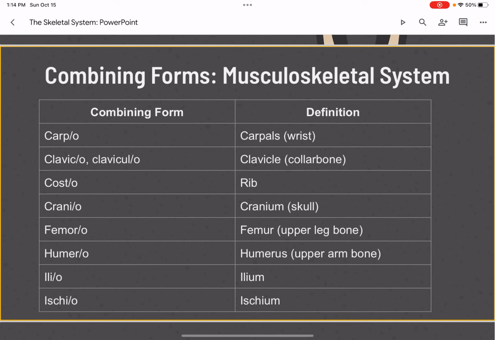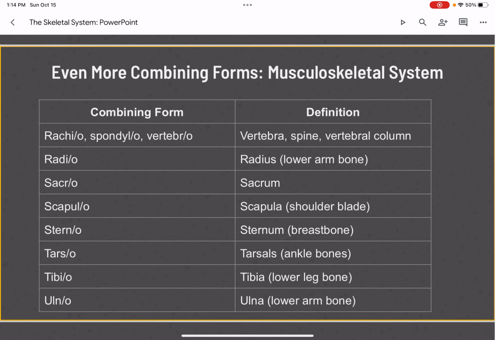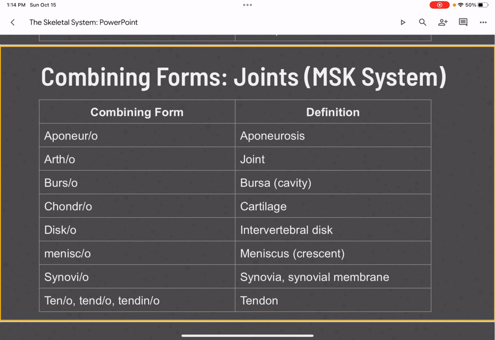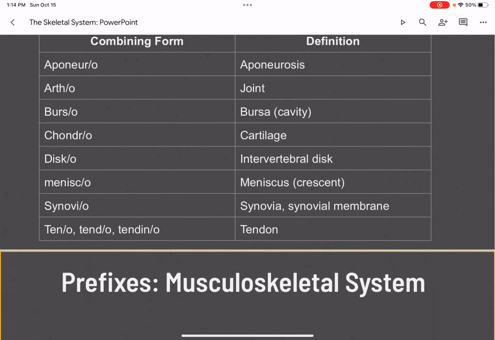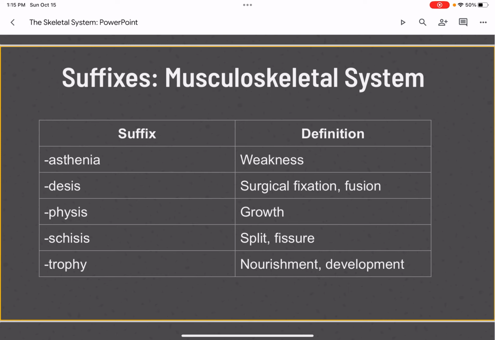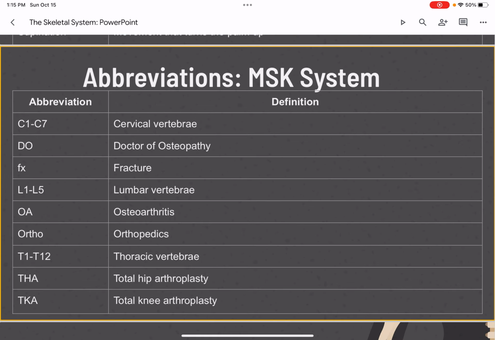The next several slides have combining forms or root words for the musculoskeletal system. This slide has combining forms or root words for the joints of the musculoskeletal system. This slide has prefixes related to the musculoskeletal system, suffixes related to the musculoskeletal system. This slide shows various types of body movement, and this slide shows abbreviations related to the musculoskeletal system.